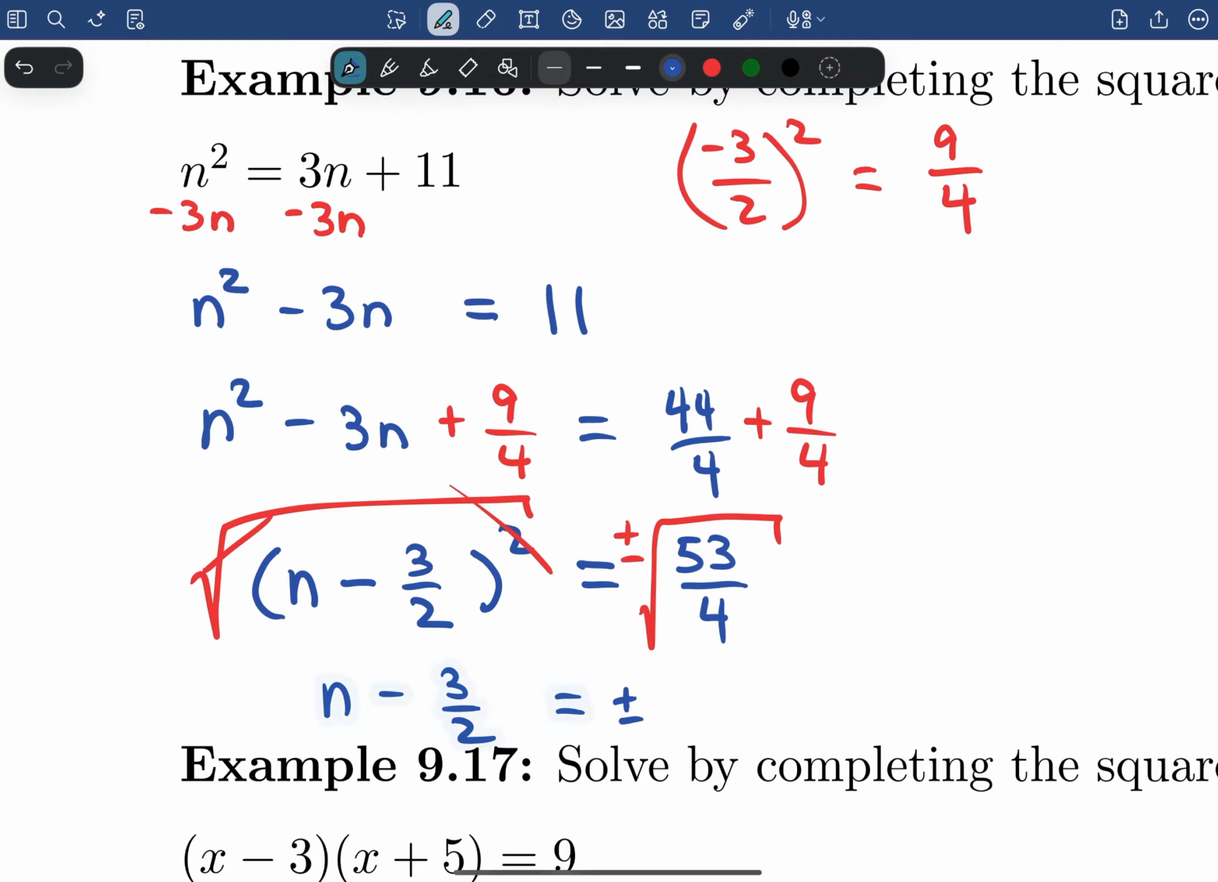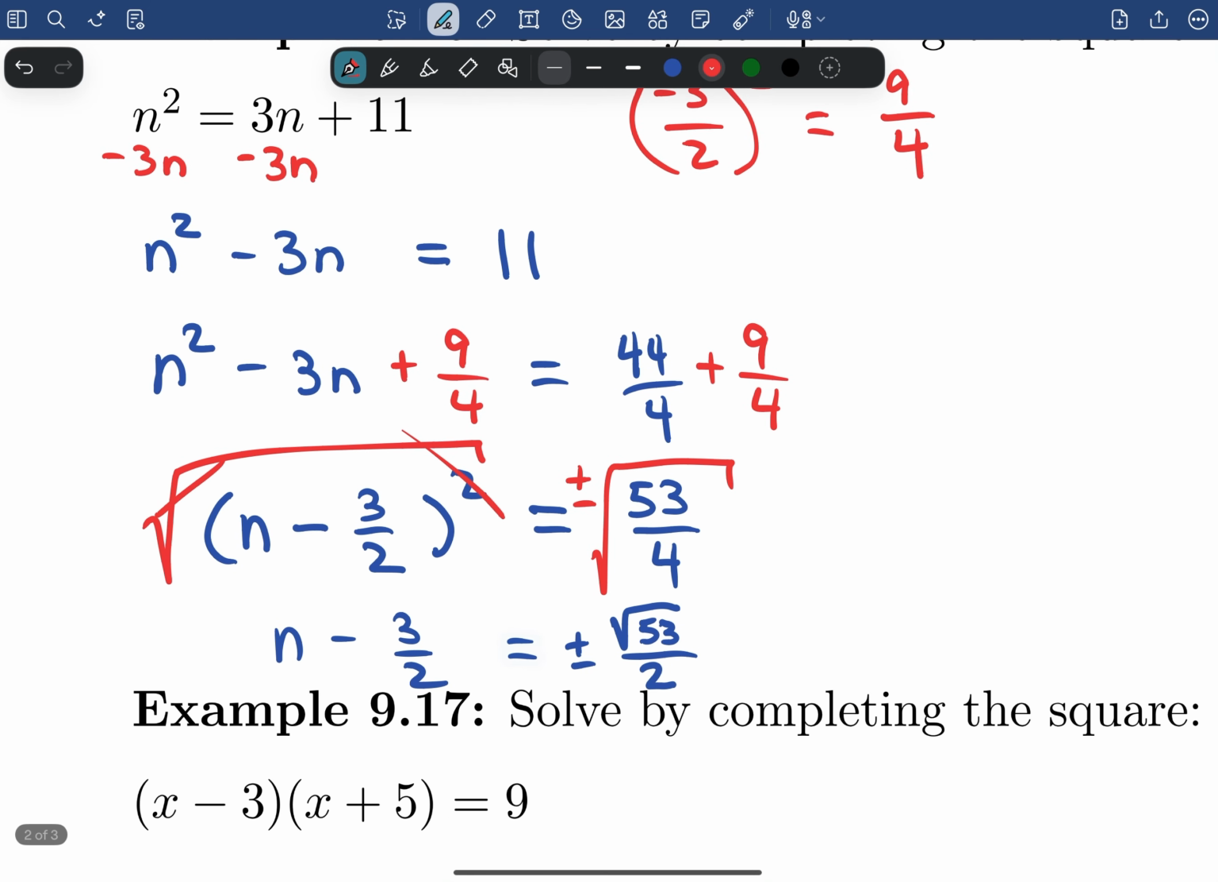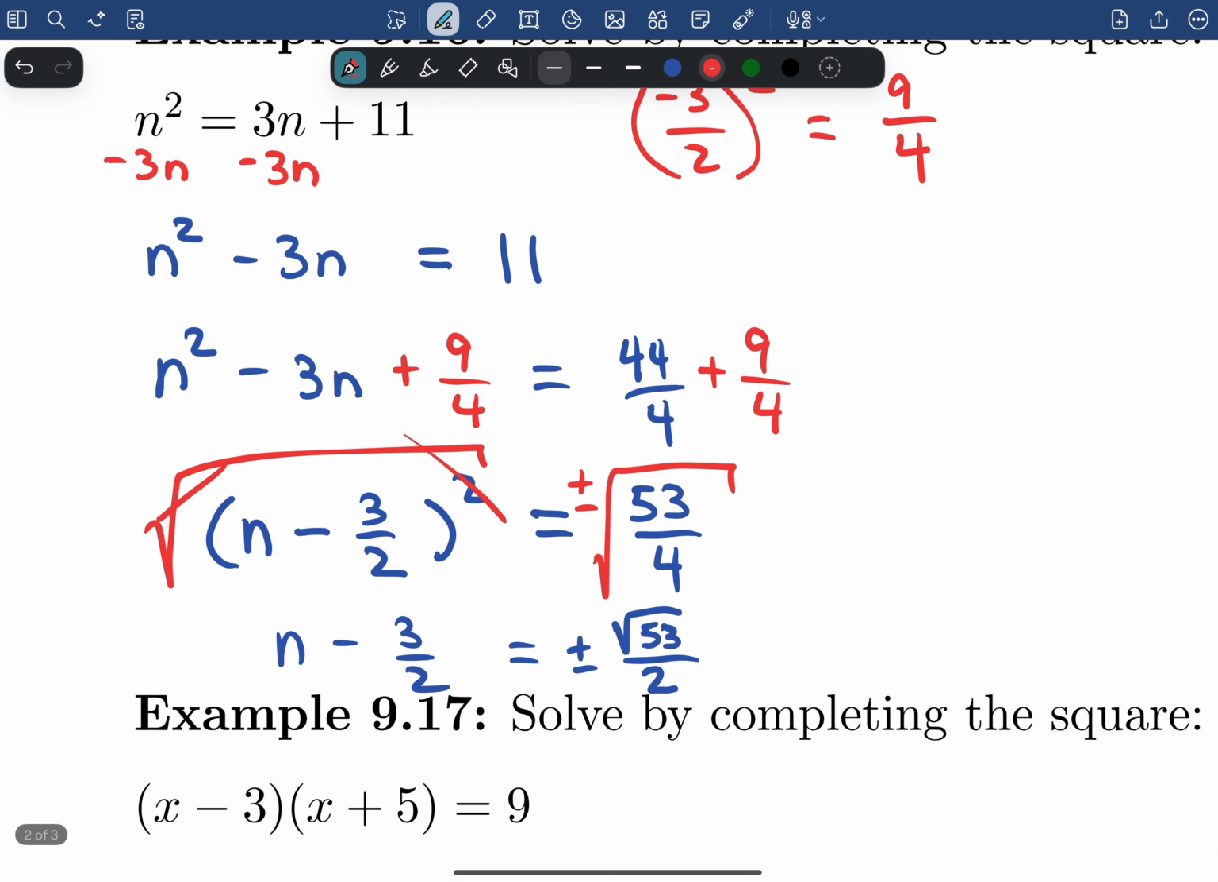but I can separate these into separate radicals, right? The square root of 53 divided by the square root of 4, and that denominator, the square root of 4, that is 2. So I can replace the square root of 4 with 2. Great. Now, the last thing I have to do is add 3/2 to the other side to solve for n. So I'm going to add 3/2 here and add 3/2 here. Okay, and then these fight and die.